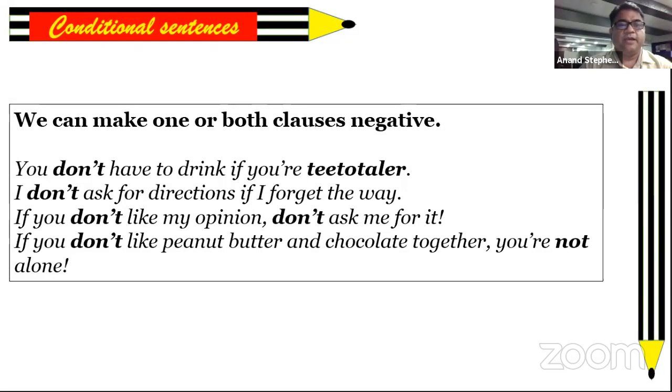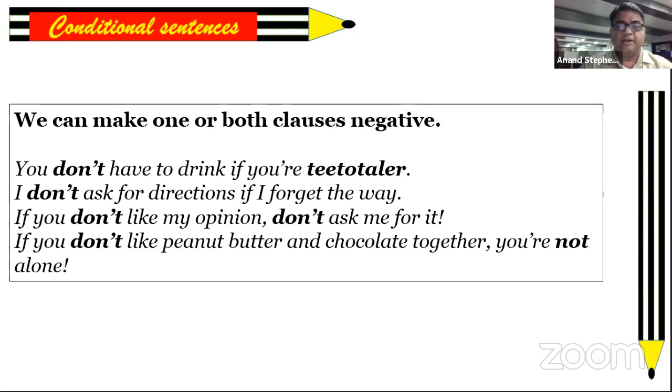We can make one or both clauses negative, and it is not necessary that sentences should be positive always. One of the sentences could be negative, or both sentences could be negative also. Like, you don't have to drink if you are a teetotaler. Who is a teetotaler? A teetotaler is a person who avoids drinking any alcoholic drink.